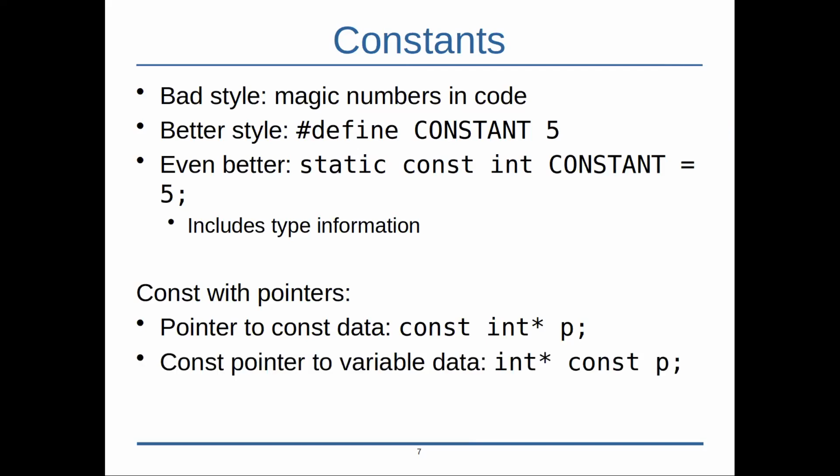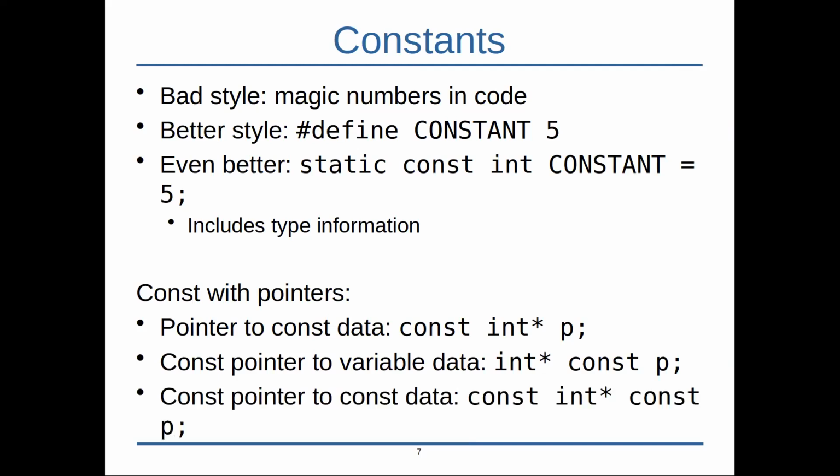The opposite is also possible. You can have a const pointer to variable data. So you can modify the data, but you cannot modify the pointer. The pointer can be assigned just once. That's int star const p. So don't confuse those two things. And sometimes it's also possible to have both a const pointer to const data. That's going to be const int star const p. So just make sure you understand the difference between variable data and the pointer that you can change.